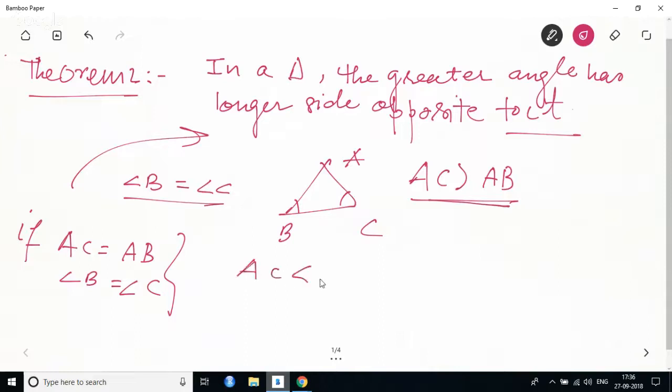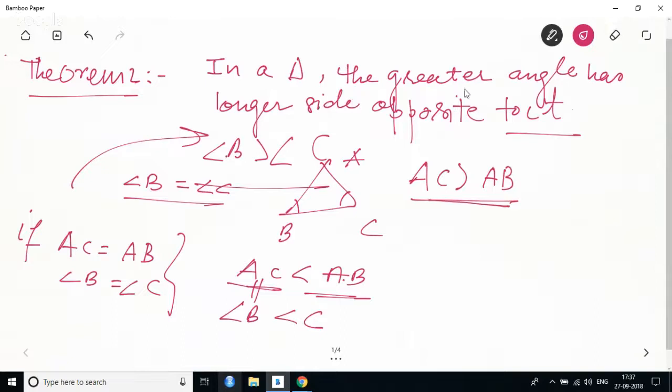If AC is less than AB, so what happens in that scenario? As soon as I write AC is less than AB, the angle opposite to AC would be lesser than the angle opposite to AB. So here B would be lesser than C. I already know that angle B is greater than C. So there is only one scenario left out, which is AC is greater than AB.